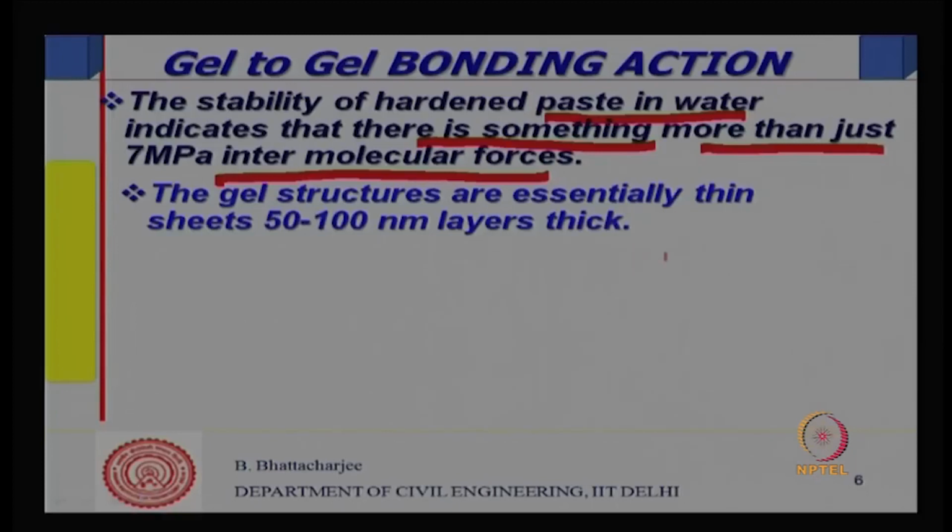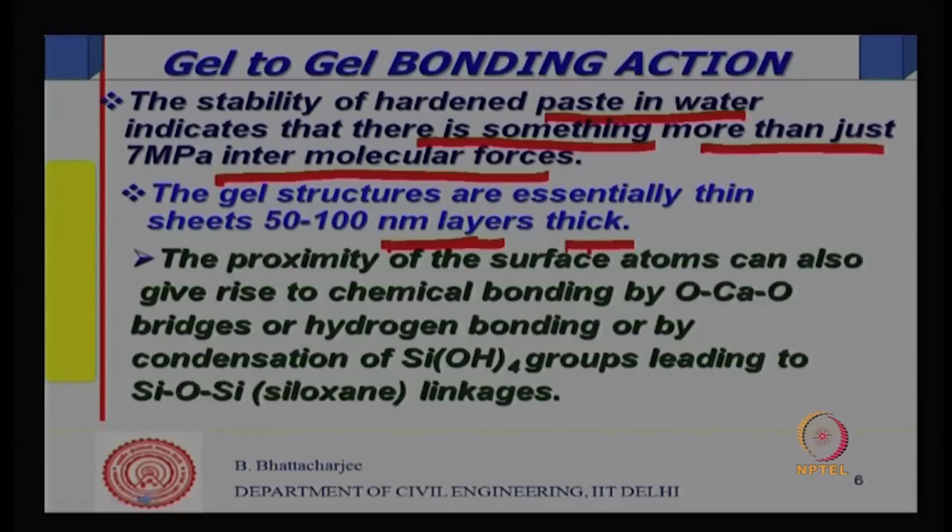The structure of gel is essentially thin sheets, 15 to 100 nanometer layers thick, that is what it is. We will have a diagram; people have actually determined this by some tests. These are thin sheet-like structures, 15 to 100 nanometer layers thick. So, this has been determined by various indirect tests.